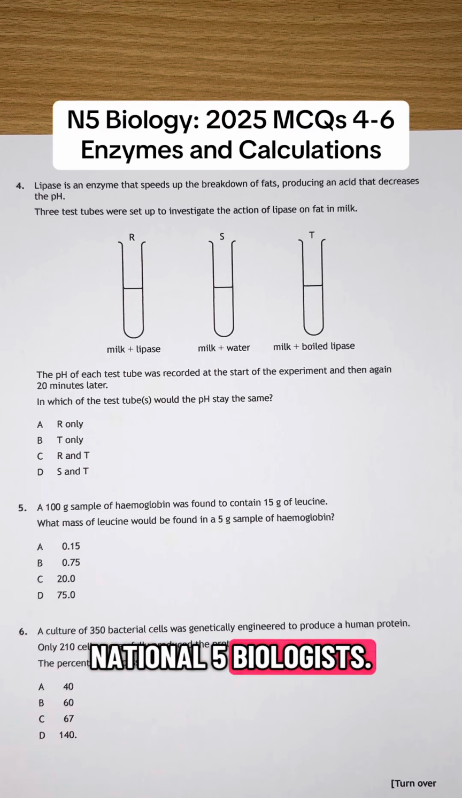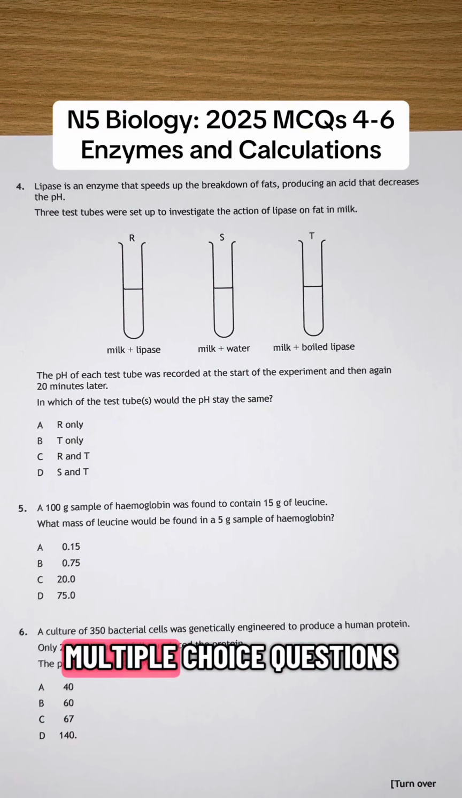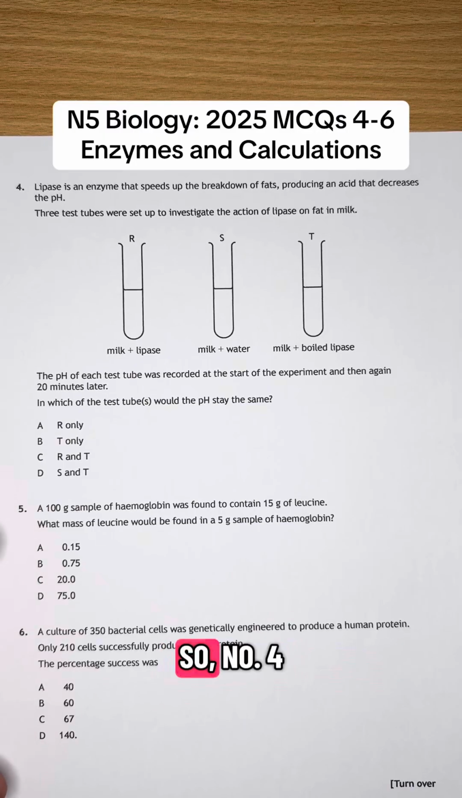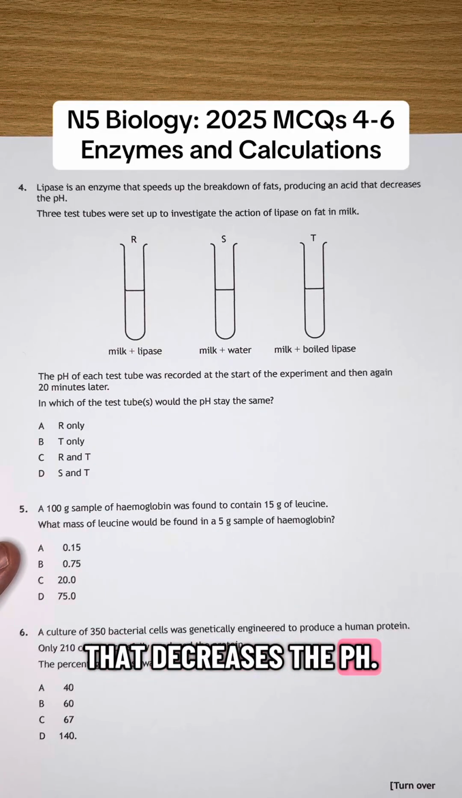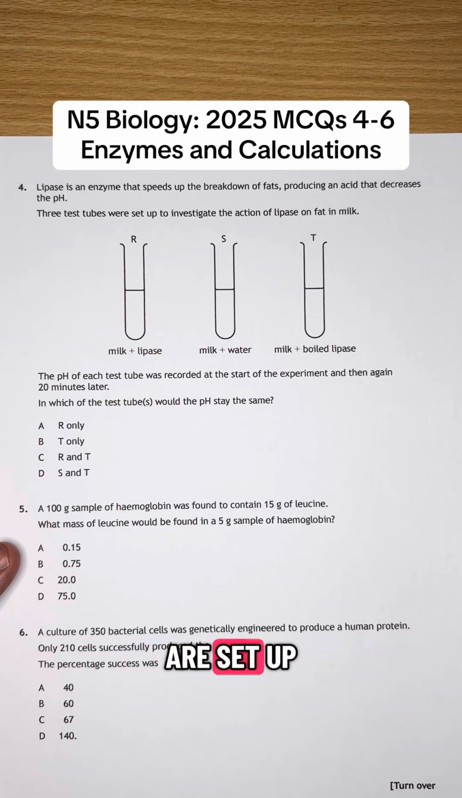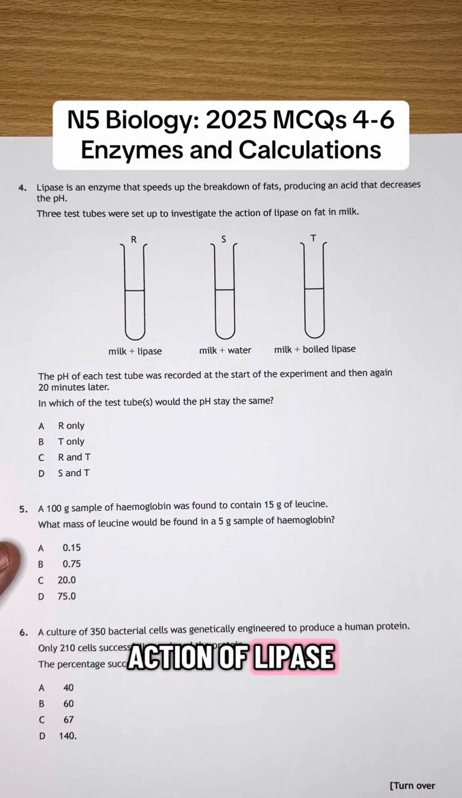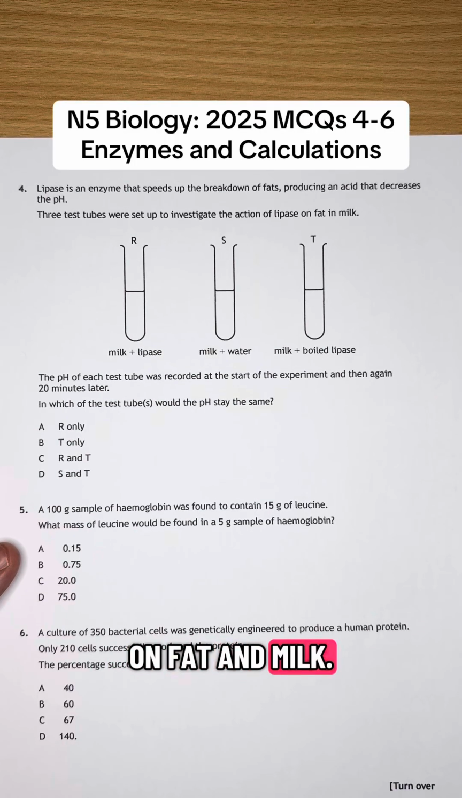National 5 biologists. Let's do this past paper multiple choice questions together. So number 4 says lipase is an enzyme that speeds up the breakdown of fats, producing an acid that decreases the pH. 3 test tubes were set up to investigate the action of lipase on fat in milk.